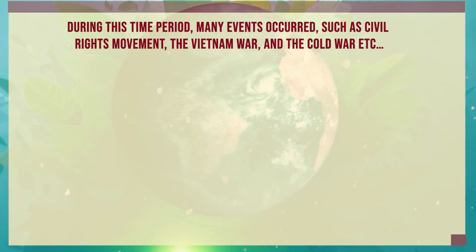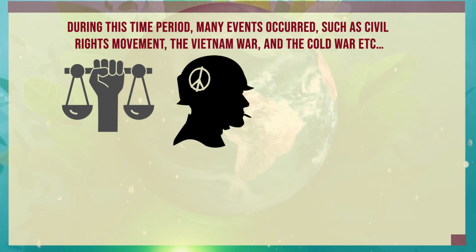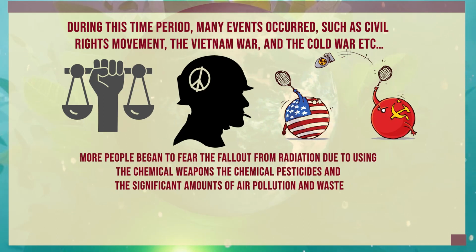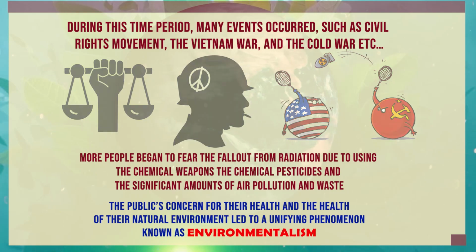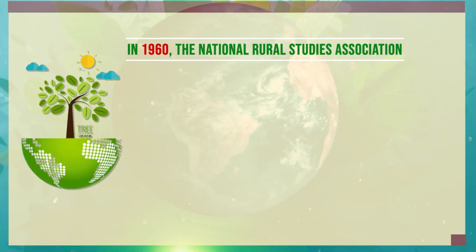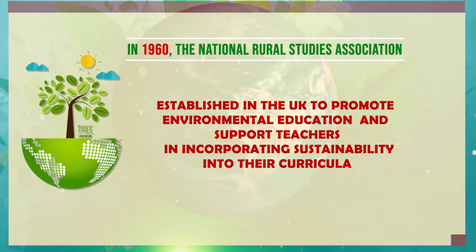The modern environmental education movement got momentum during the 1960s and 1970s. During this time period, many events occurred such as the civil rights movement, the Vietnam War and the Cold War. Therefore, more people began to fear the fallout of radiation, the use of chemical weapons, chemical pesticides, and significant amounts of air pollution and waste. The public's concern for their health and the health of their natural environment led to a unifying phenomenon known as environmentalism. In 1960, the National Rural Studies Association was established in the UK to promote environmental education and support teachers in incorporating sustainability into their curricula.